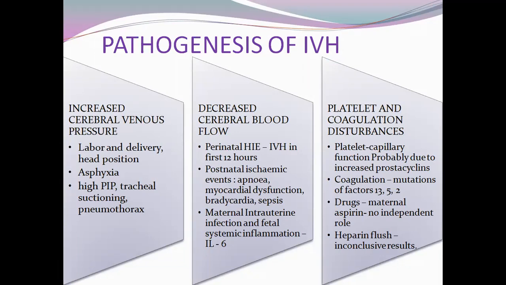And it has been studied that maternal intrauterine infection and fetal systemic inflammation with elevated interleukin 6 levels contribute to reduced cerebral blood flow. And other factors include platelet and coagulation disturbances, mainly due to the high prostacyclin synthesis occurring in the lungs of a preterm neonate with RDS. And mutations in coagulation factors 13, 5, and 2 have also been implicated.